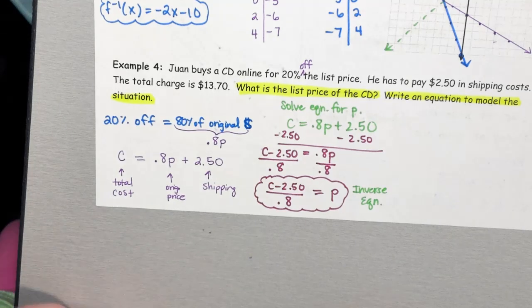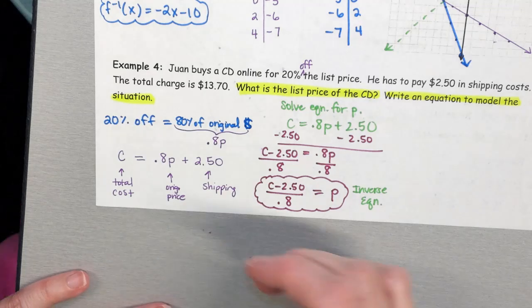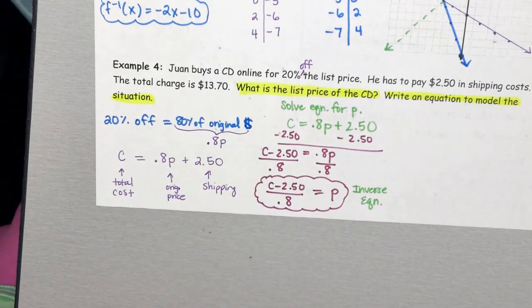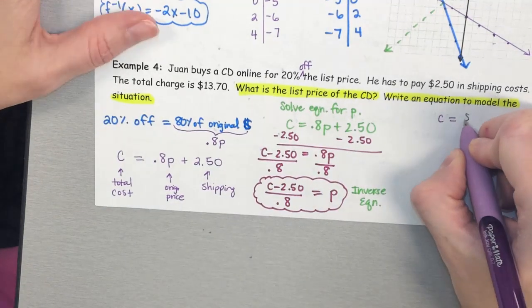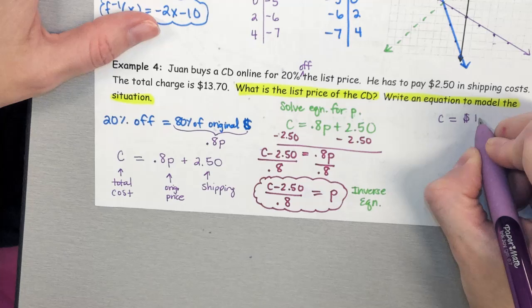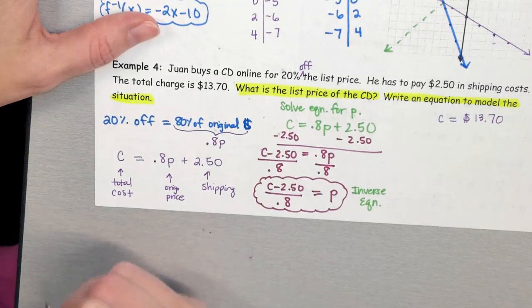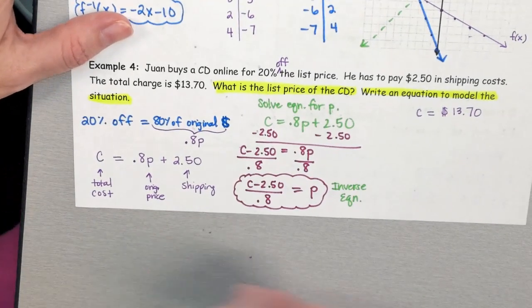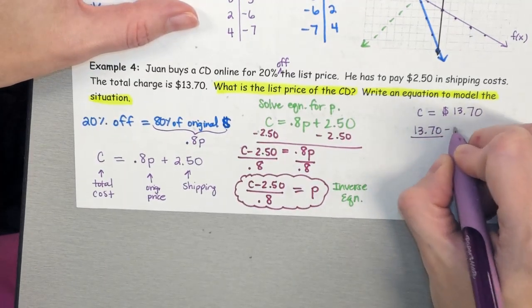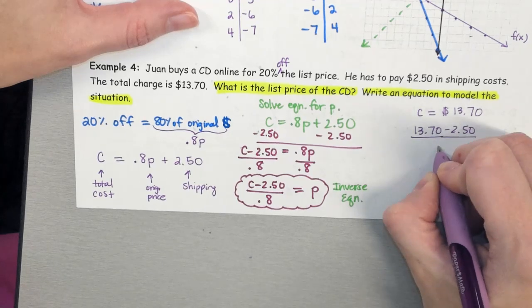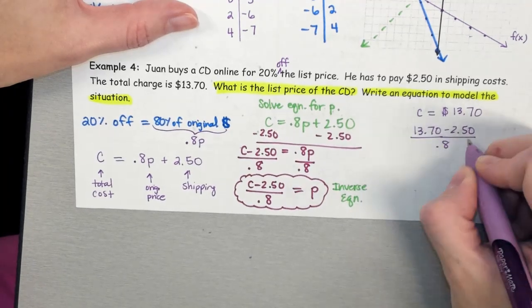And then it says you are going to write an equation to model, oh, sorry, we already did that. And then it says we have to find the list price of the CD. So we already know what the value of C is. C is the total cost. What was the total charge? $13.70. So we're just going to substitute that into the equation. Okay, so $13.70 minus 250, divided by 0.8, is going to give us the cost for P.